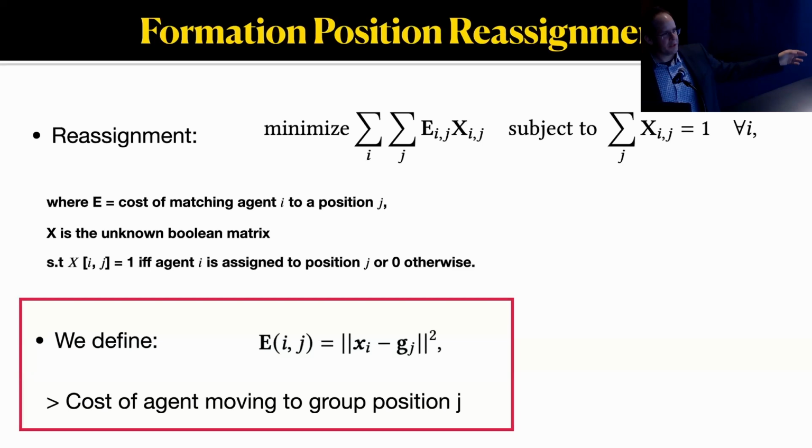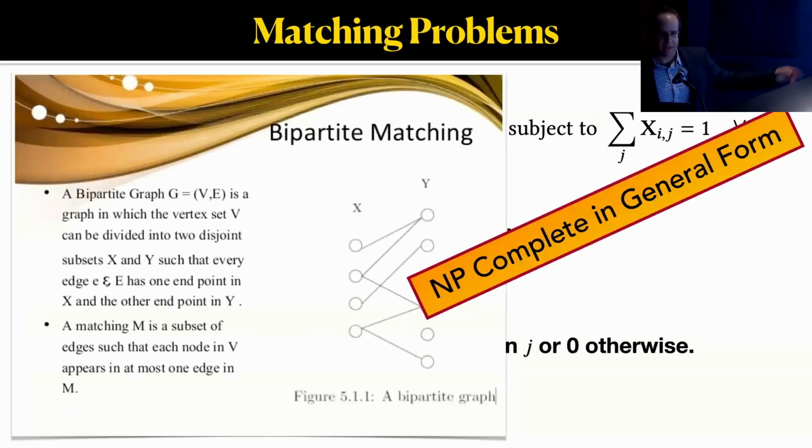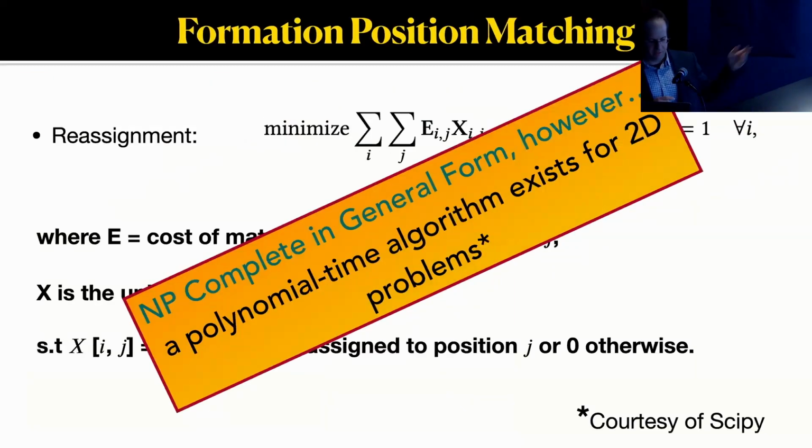This is very nice in theory, but this is actually NP complete. As with everything NP complete, you think, okay, maybe I should do something else. But luckily, in 2D, there's a very nice polynomial time algorithm that can solve this problem for us quickly. This is courtesy of SciPy. You can just use SciPy to solve this problem.